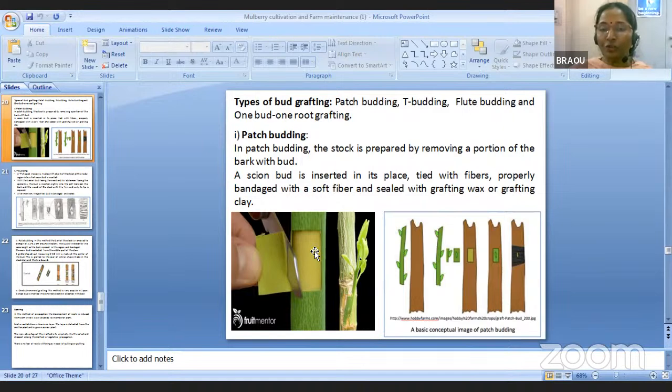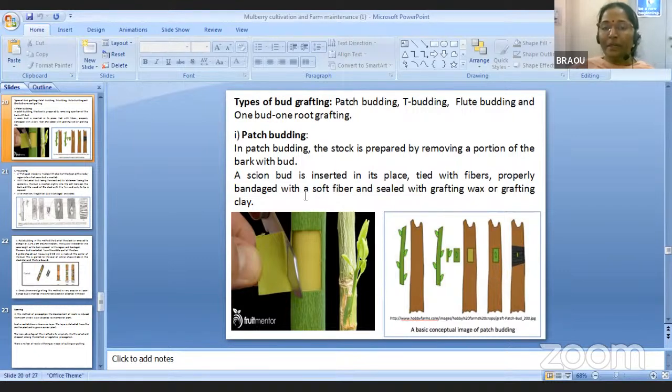This is a stalk which is going to be there. And into this, a desired scion is inserted in its place and tied with the fibers. So here you have been cutting out the bud, and then the desired portion of the scion is inserted in the stalk, and then we are going to bandage them. So this is what is called a patch budding.